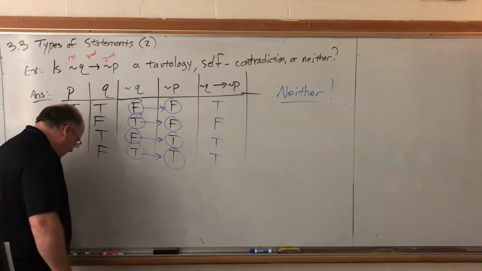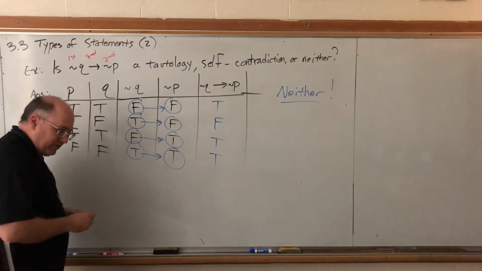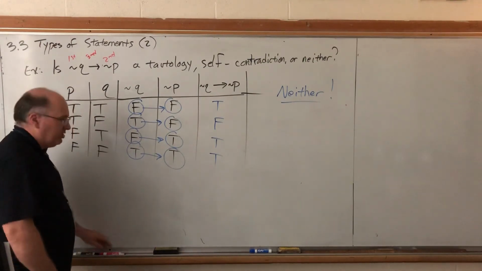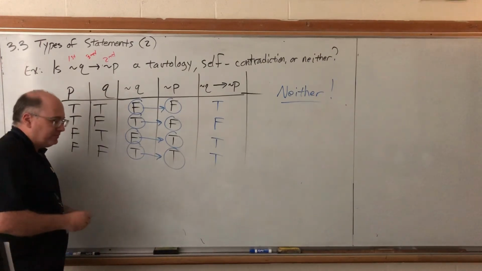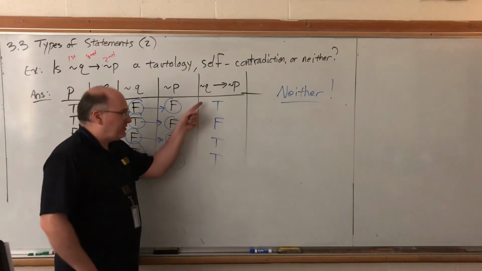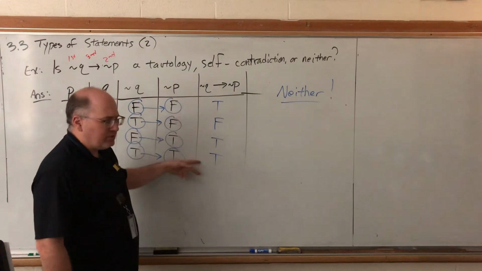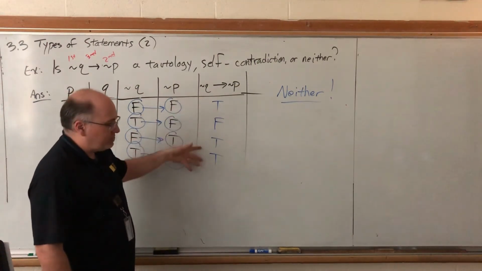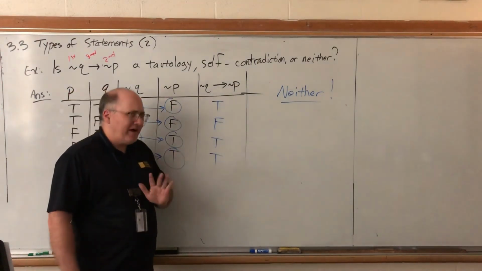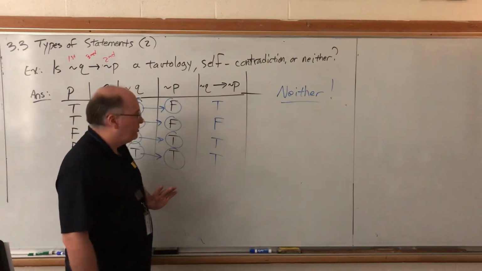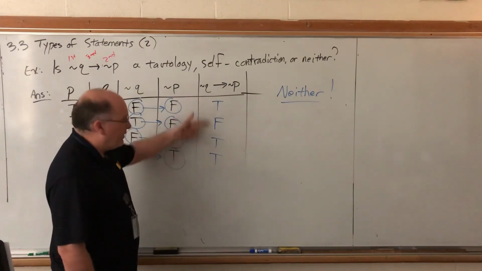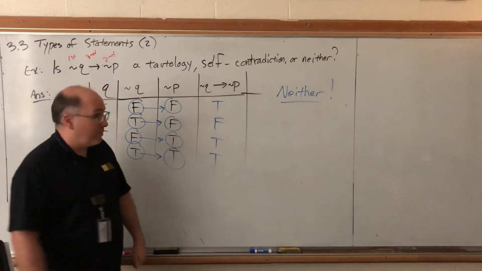Now, before we end this video and go to the next one, I want you to look at that last column a little more closely. This is not the first time we've seen a truth table whose last column is this. In fact, if you look at your 5 basic truth tables, there is one of them that is this. Do you know which one it is?